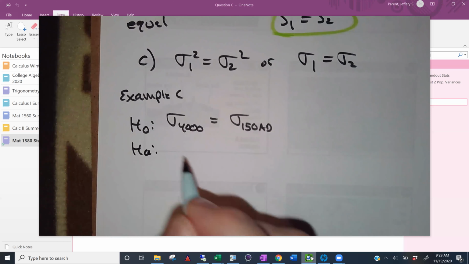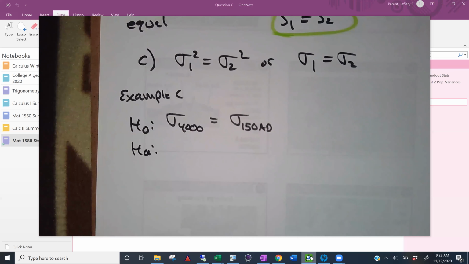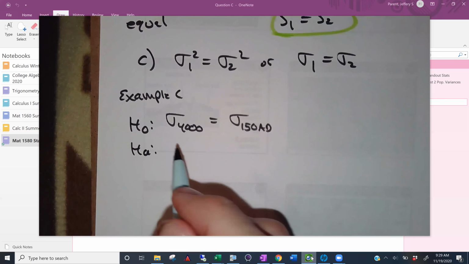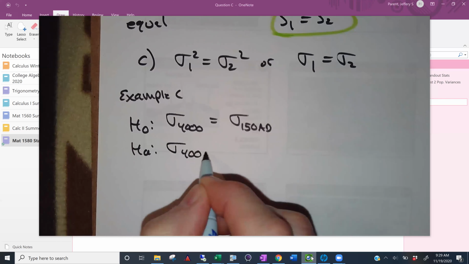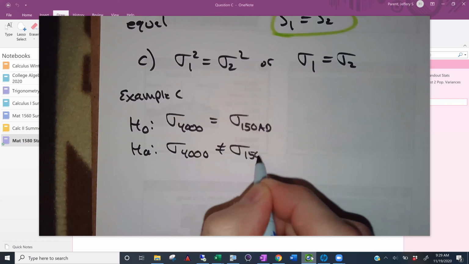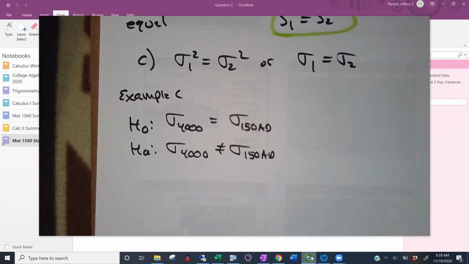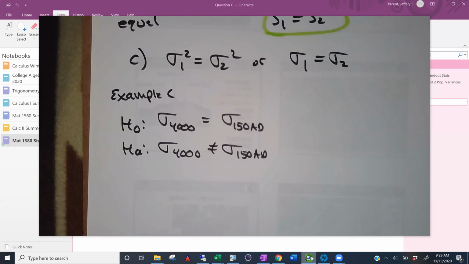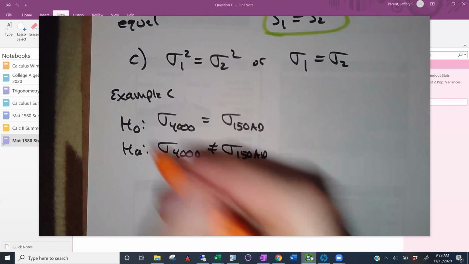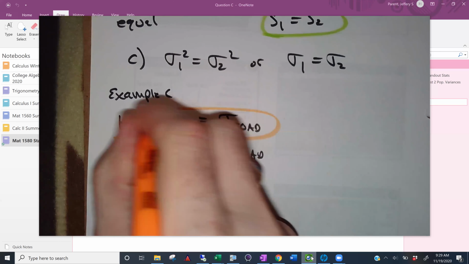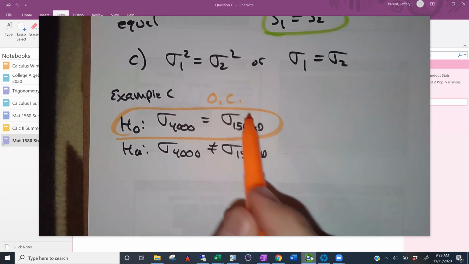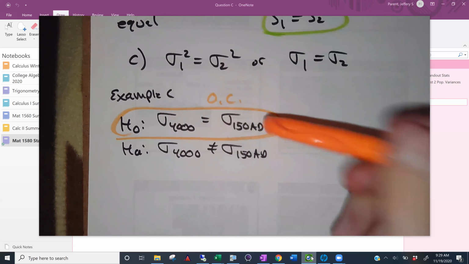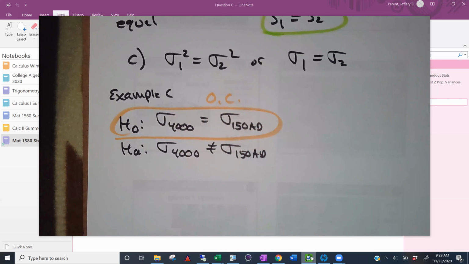What's that put in the alternative hypothesis? Not equal. Yeah, perfect, not equal to. Nice. It's not a bad time to also note that this is our orange claim, AKA the original claim. Why do I want to note this? For the conclusion? Yeah, for the conclusion.